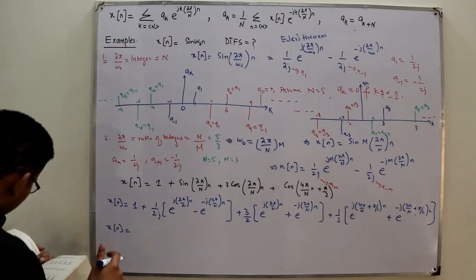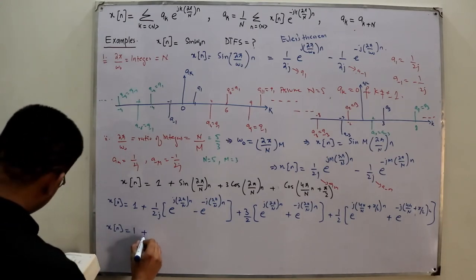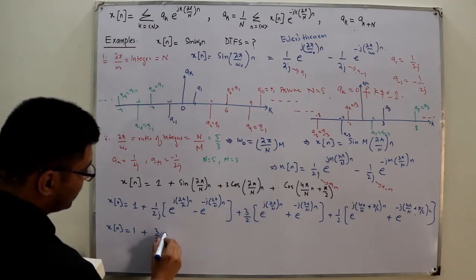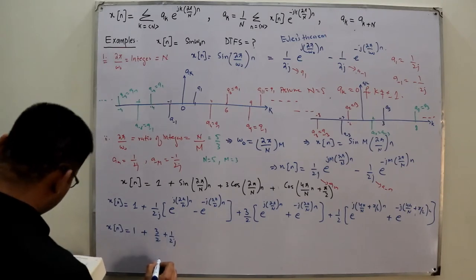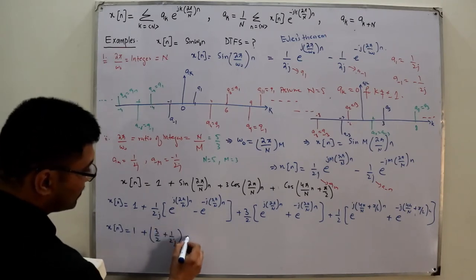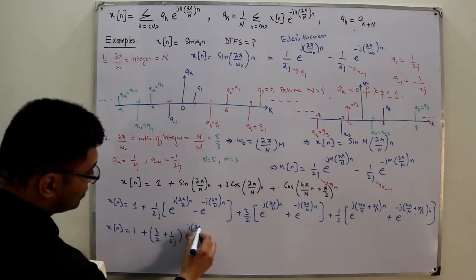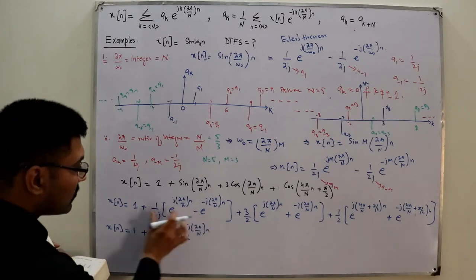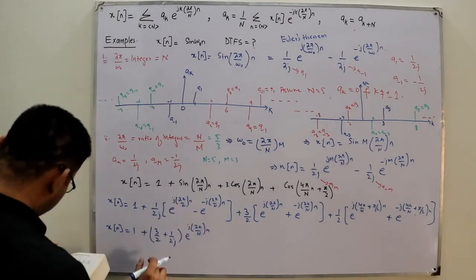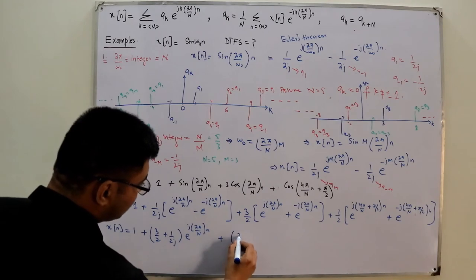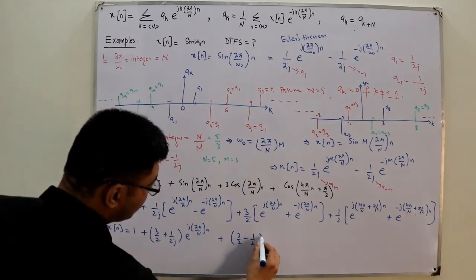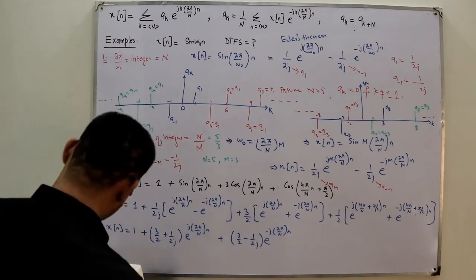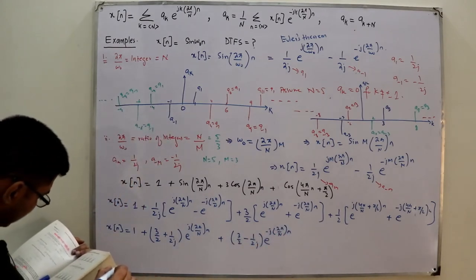So what do we have? 1 plus 1 is the same. Then you have 3 by 2 plus 1 over 2j, multiplied with an exponential of j 2 pi upon N into n, right? And then you have 3 by 2 minus 1 over 2j, so you would have a plus 3 by 2 minus 1 over 2j into an exponential of negative j 2 pi by capital N into small n. Isn't it like this? It is.